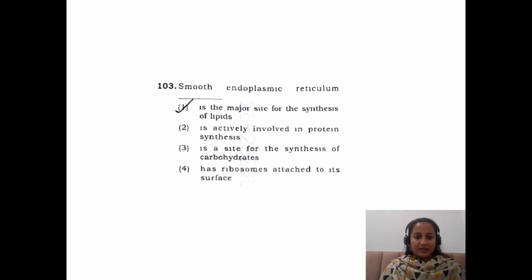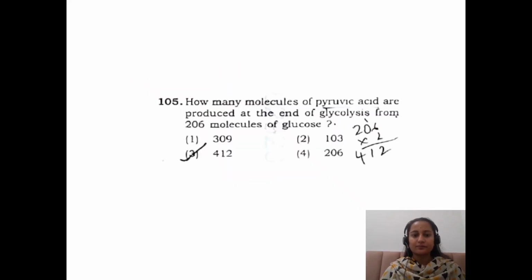Smooth endoplasmic reticulum function is. This question is from the cell chapter. It is the major site for the synthesis of lipids. Actively involved in protein synthesis, that is the RER. And RER is only helpful for it. So this is SER is for lipid synthesis, whereas the RER is for protein synthesis.